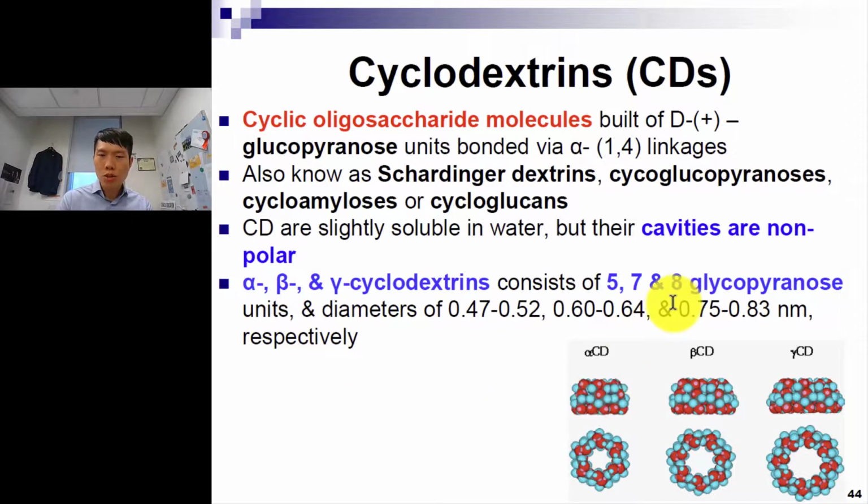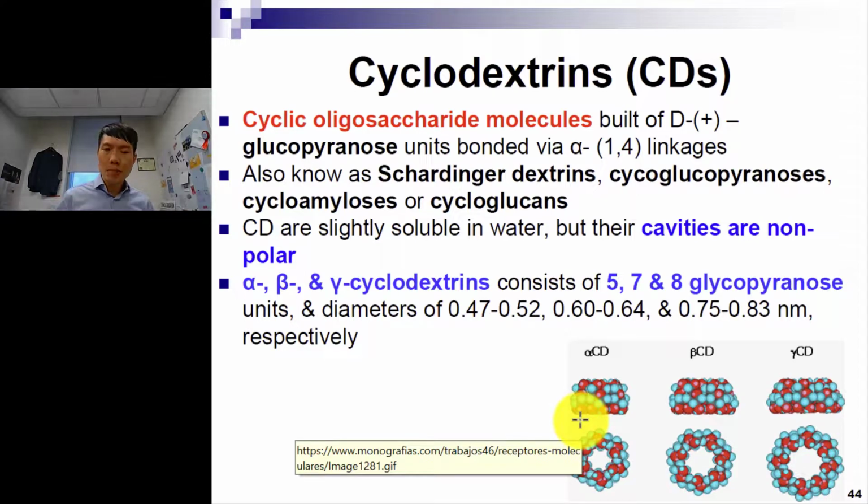Now, of course, you have three main kinds of CD: alpha, beta, gamma, and they are pretty much just the numbering, 5, 7, 8 glucopyranose units. So how many carbons you have in the ring system. These dimensions, again, don't memorize, but just know that the larger the number, the larger the diameter, as the ring size increases, and you need to choose accordingly depending on your substrate size.